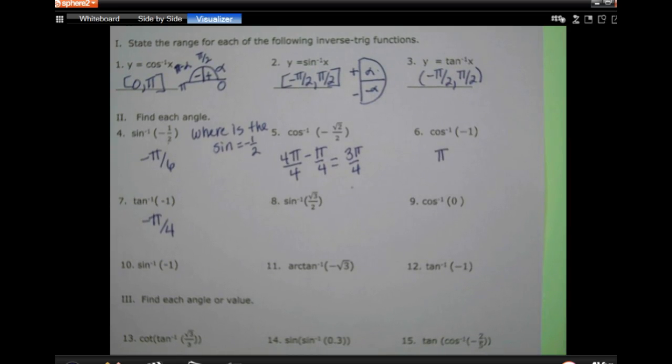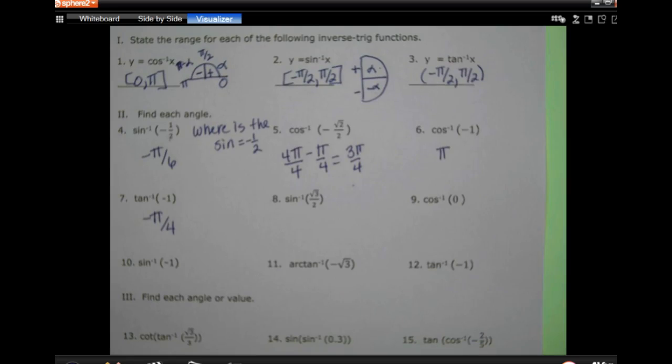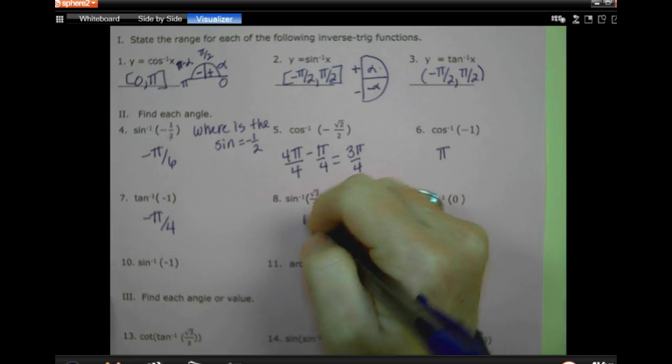Okay, so the sine of the square root of 3 over 2 is at pi over 3. I want the positive one, so do I have to change anything? Nope, so it's just pi over 3.